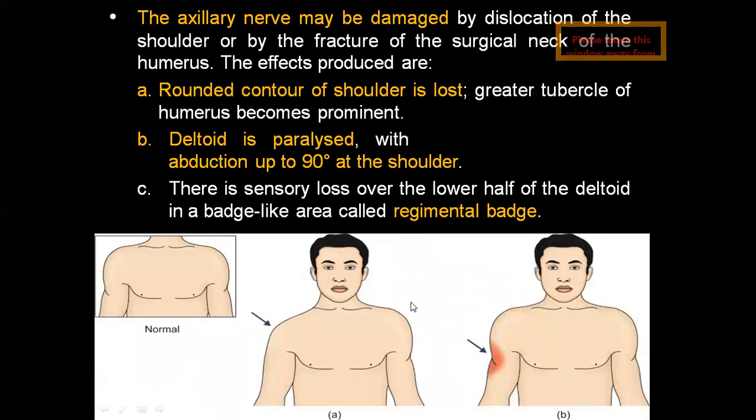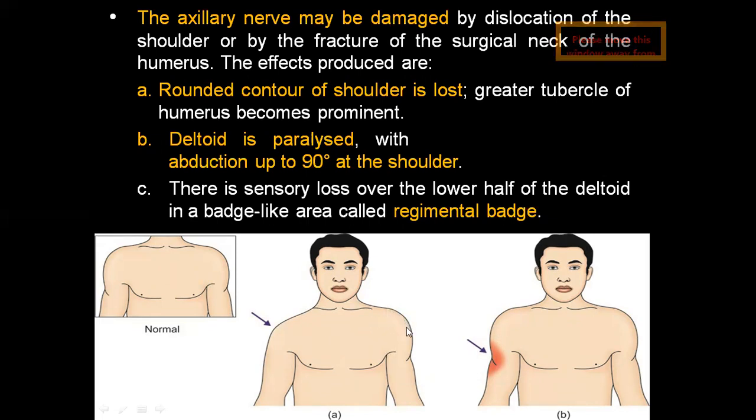Now, what are the various conditions? See, the axillary nerve may be damaged by dislocation of the shoulder or by fracture of the surgical neck of the humerus. I told you when I discussed the humerus, the surgical neck of the humerus is closely related to the axillary nerve. So if the person falls on an outstretched hand and the humerus fractures at the surgical neck, you will see the axillary nerve will be damaged, because of which deltoid will be paralyzed.